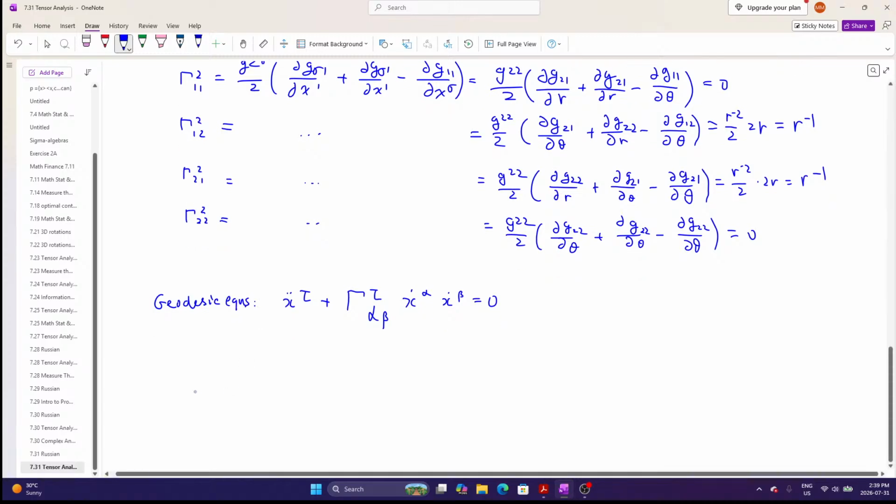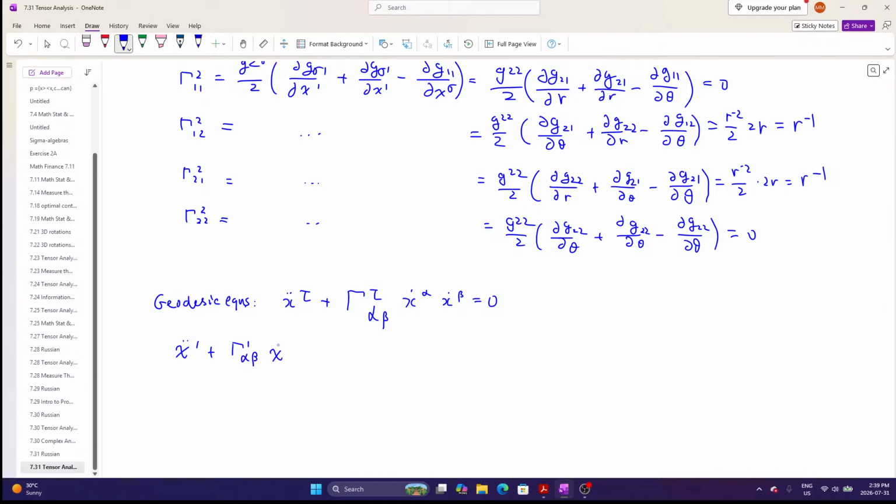Okay. There should be 2 of them. So because x1 should be actually, you know what? We'll write down the original form and then we will translate to our coordinate. So it would be x double dot 1 plus gamma 1 alpha beta x dot alpha x dot beta. That's the first equation, and then you have x double dot r plus big gamma 2 alpha beta x dot alpha x dot beta equals 0.